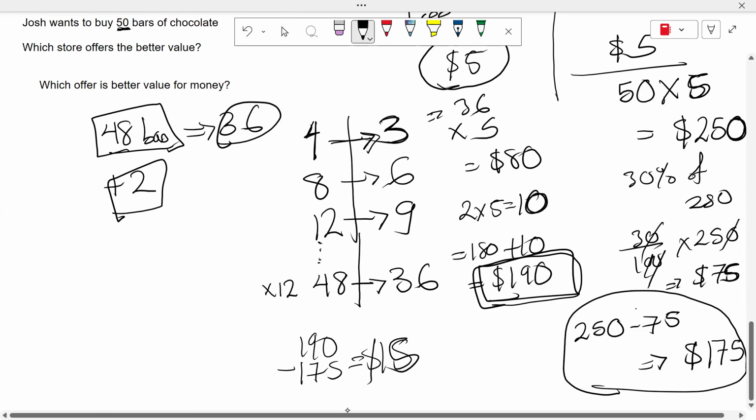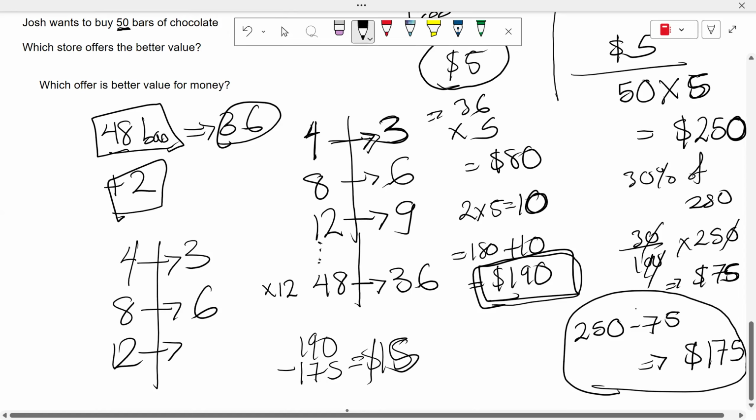For things like this, whenever you have all these buy one, get one free offers, I always like to do this. Like I said, I can get 4 bars of chocolate for the same value as 3. I start to do the multiples: 8 for the value of 6, and 12, same value as 9. Just keep going like that, and it's always going to be easier for you to handle these types of offers and know which one is the better value for money.